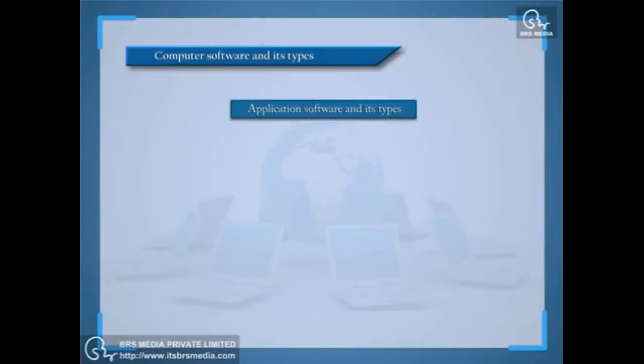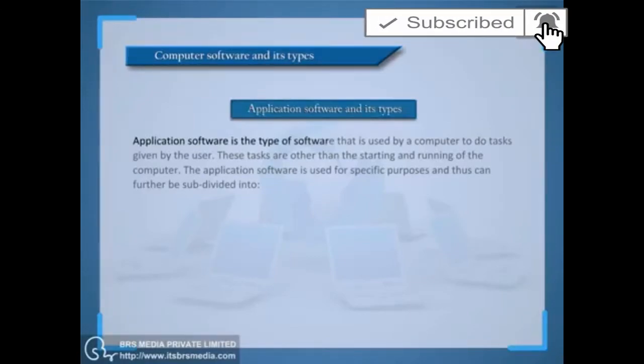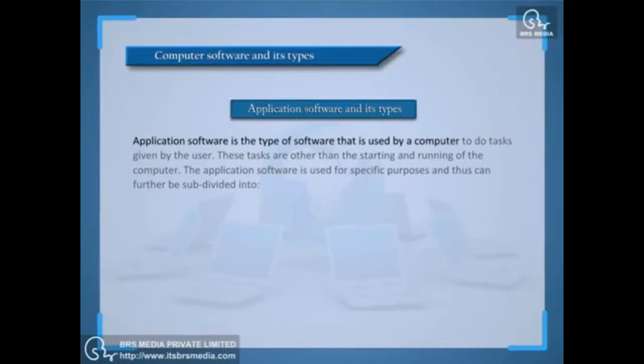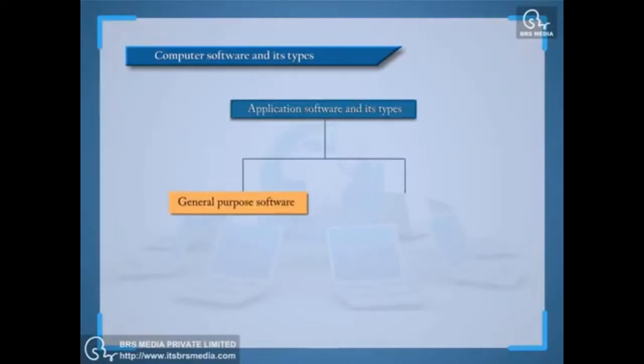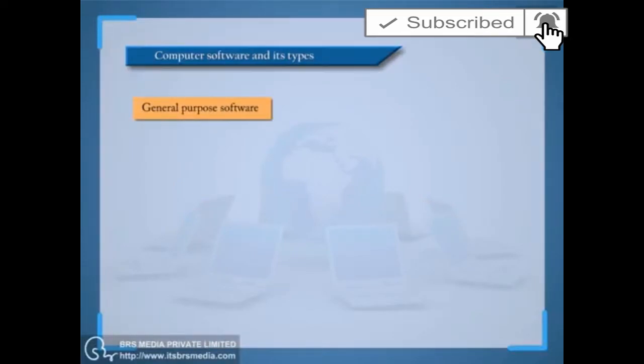Application software and its types. Application software is the type of software that is used by a computer to do tasks given by the user. These tasks are other than the starting and running of the computer. The application software is used for specific purposes and thus can further be subdivided into general purpose software, customized software.